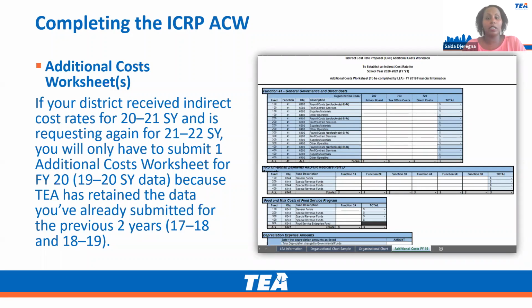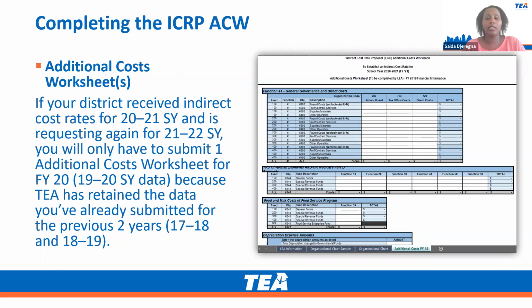If your district received indirect cost rates for the 2021 school year and is requesting again for the 21-22 school year, you'll only have to submit one additional cost worksheet for fiscal year 20, or 19-20 school year data, because we have retained the data you already submitted for the previous 2 years of 17-18 and 18-19.